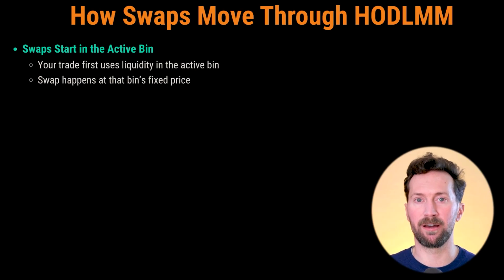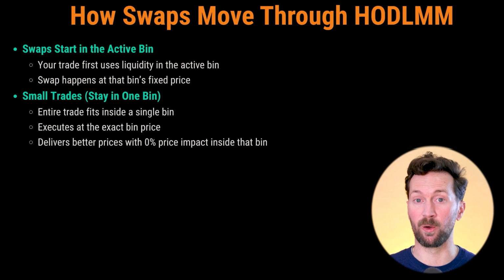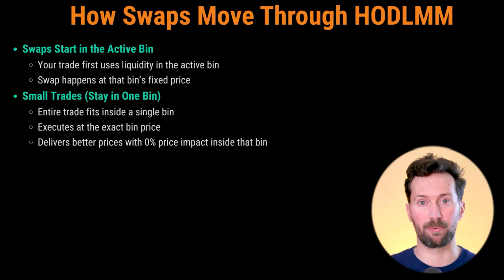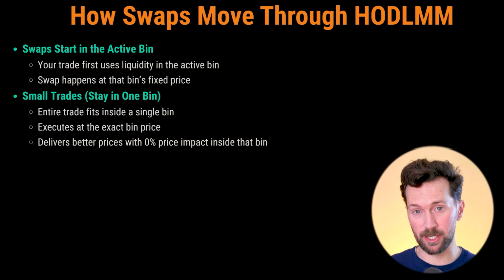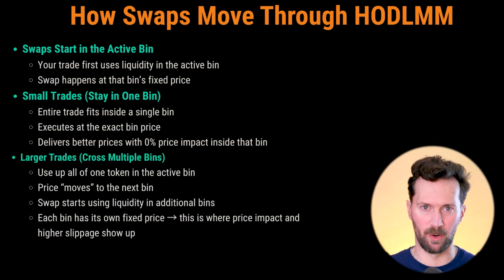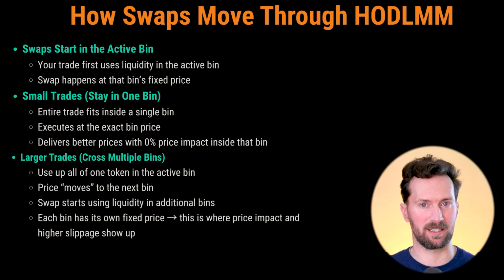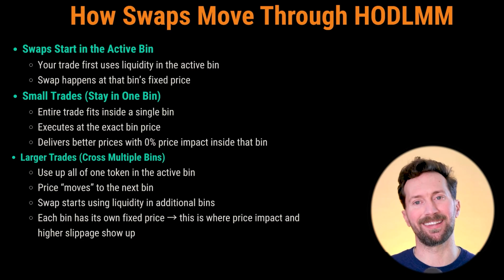If the trade is small enough and all the action stays inside that single bin, you get effectively zero price impact at the pool level. And the entire trade executes at the exact bin price, delivering better prices. If the trade is larger and it uses up all of one token in the active bin, the price moves to the next bin. The swap starts consuming liquidity in that bin as well, and each new bin has its own fixed price. The key idea is that price impact and higher slippage shows up when you cross bins, not when you stay inside one.